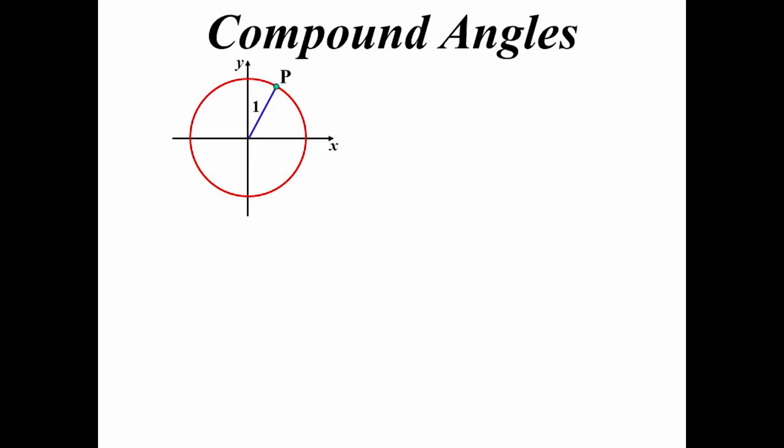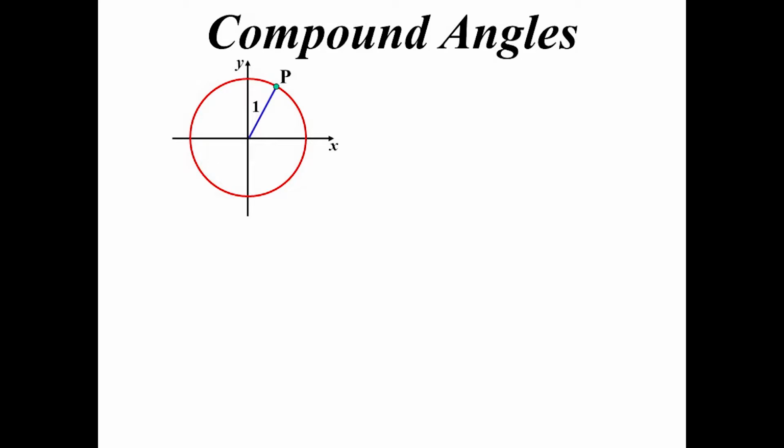We're going to look at this idea of compound angles with trig. To start off with, I'm going to derive the first of our formulas. I'm going to do that using the unit circle. So circle, radius 1. There's a point P on our circle.